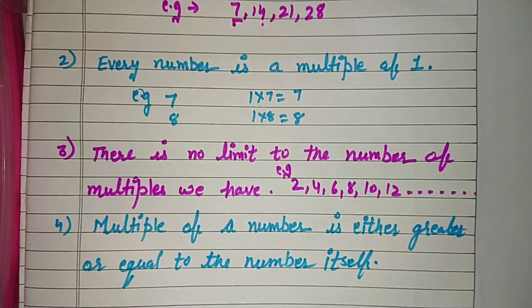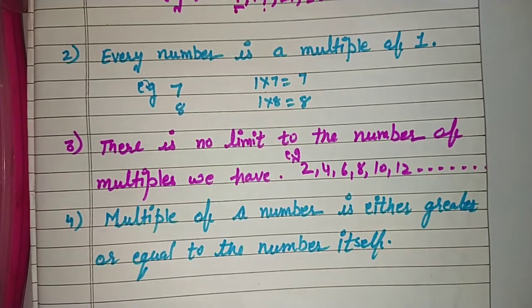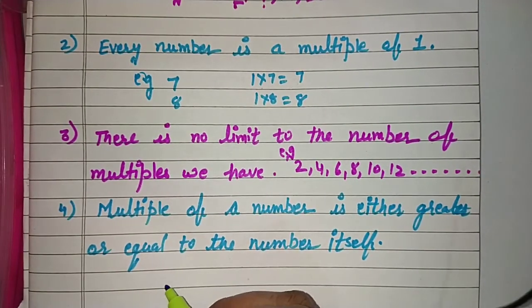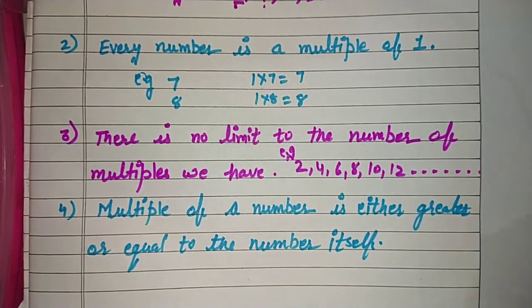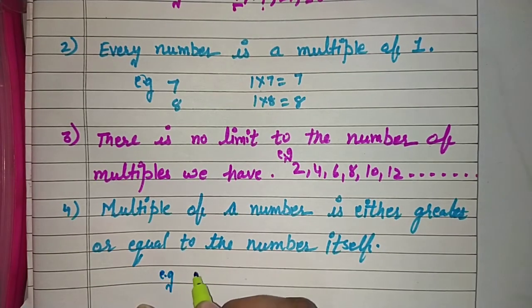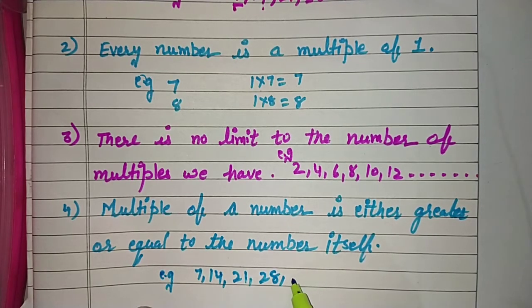So the fourth property is the multiple of a number is either greater than or equal to the number itself. अब इसका क्या मीनिंग है? For example, if I am taking the number 7 only, 7, 14, 21, 28, 35, okay. जो मल्टीपल होगा या तो उस नंबर से बड़ा होगा या फिर वो नंबर itself होगा. कभी भी जो मल्टीपल है जो given number से smaller नहीं होगा.